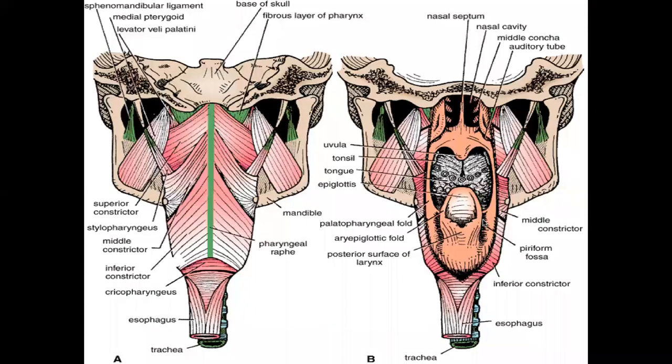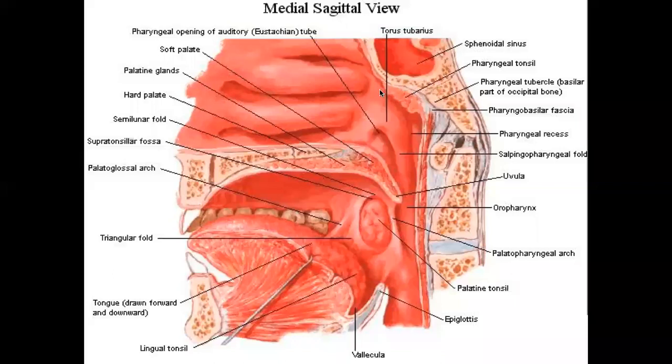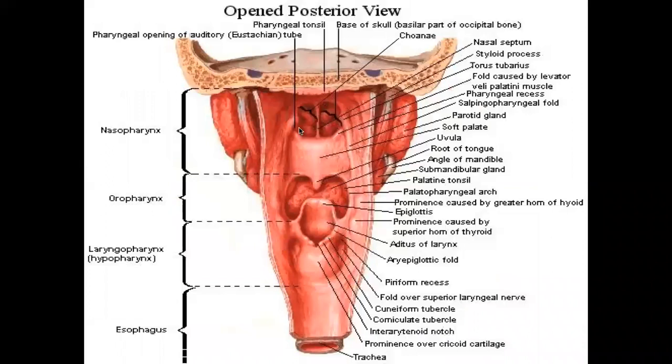Why is it called the smuggler's pouch? Because it is believed that smugglers used to smuggle diamonds, keeping them in this pyriform fossa and bringing them to different regions later on. I don't know how they keep them inside and how they take them outside, but this space is present on either side of the larynx, and this is called the pyriform fossa or smuggler's pouch. So these are the features of the three pharyngeal aspects, that is nasopharynx, oropharynx, and laryngopharynx. This is the same thing in a better picture.